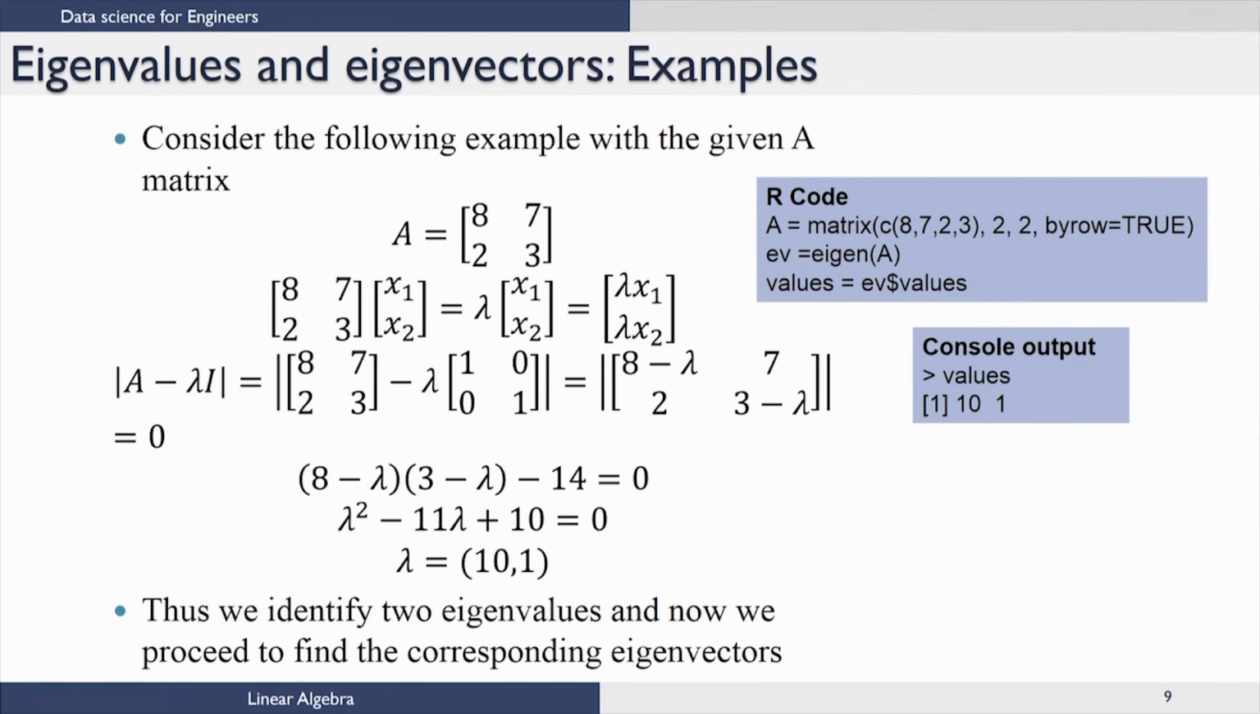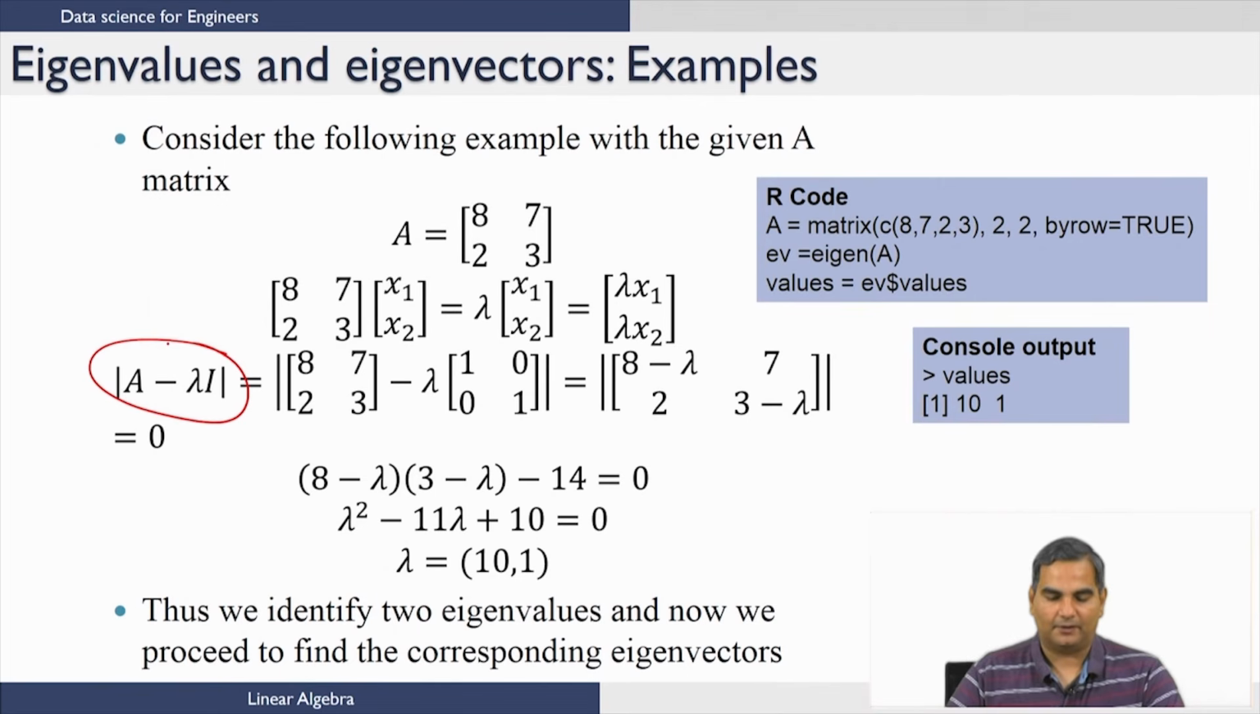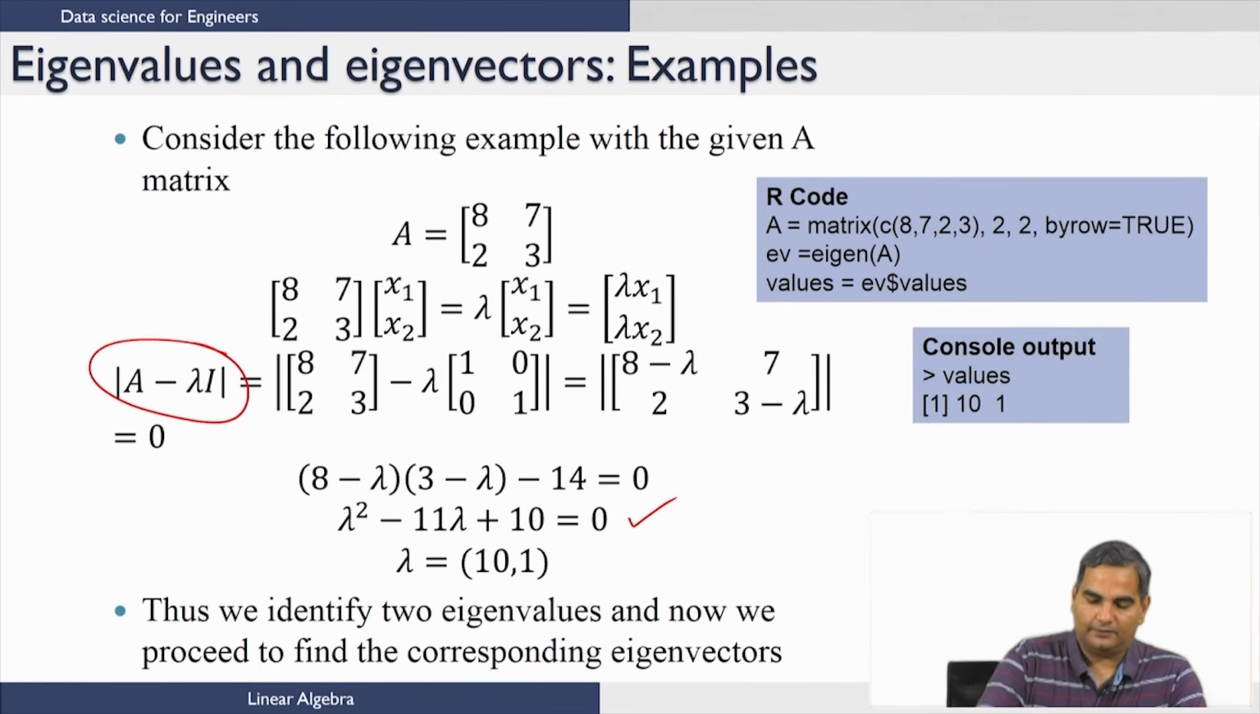Let me illustrate this with an example here. Let us consider the matrix A, which is 8, 7, 2, 3, and let us compute the determinant of A minus lambda I. So you get the following equation and you get a quadratic equation here. Notice an interesting thing here. If I have an n by n matrix, the determinant in lambda would be an nth order polynomial. In this case, I have a 2 by 2 matrix, so the determinant is a quadratic in lambda, and if it is 3 by 3 it will be cubic and so on.